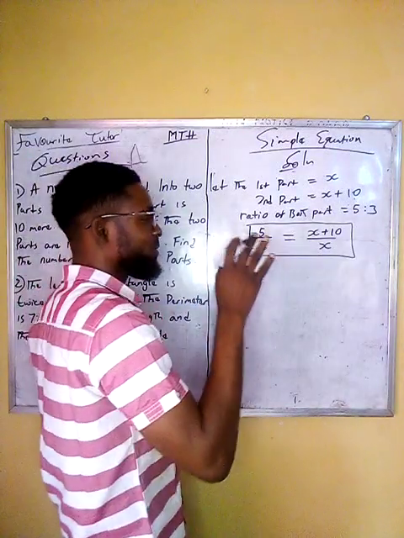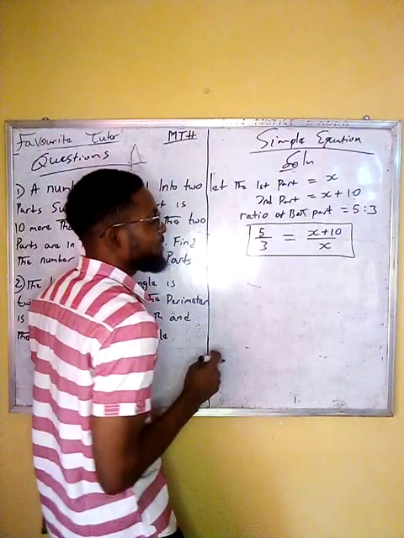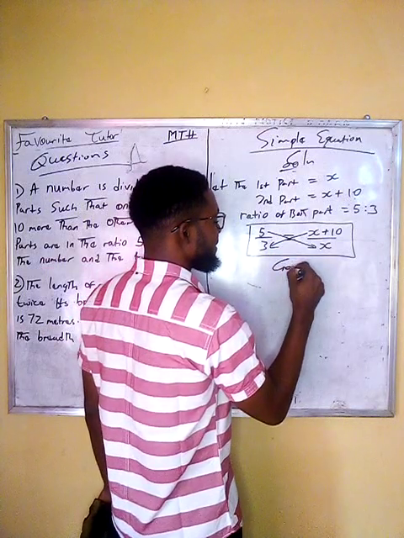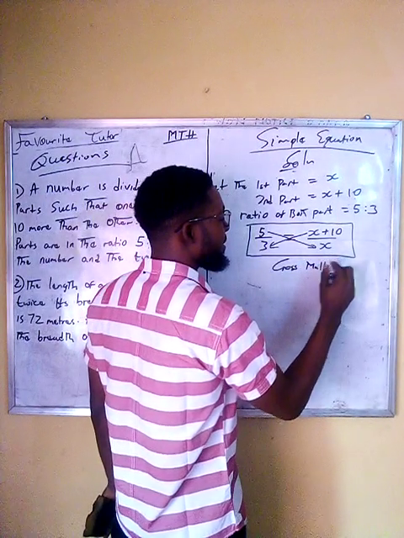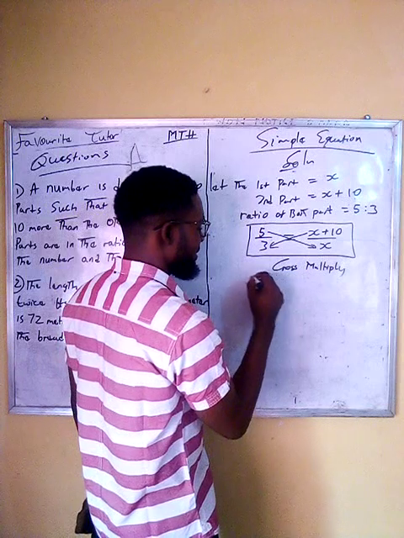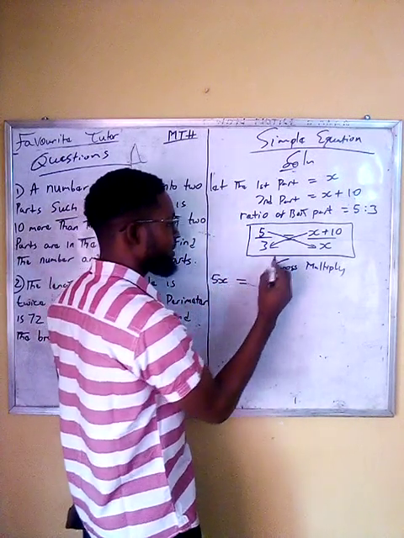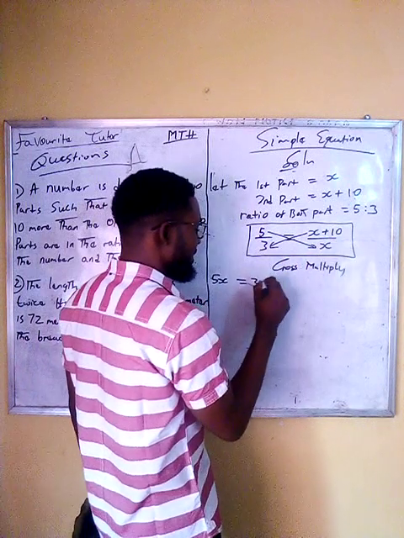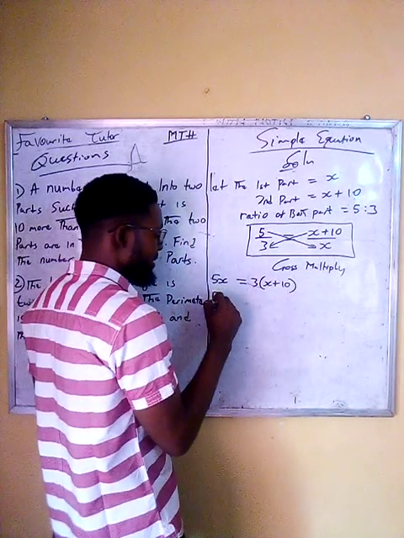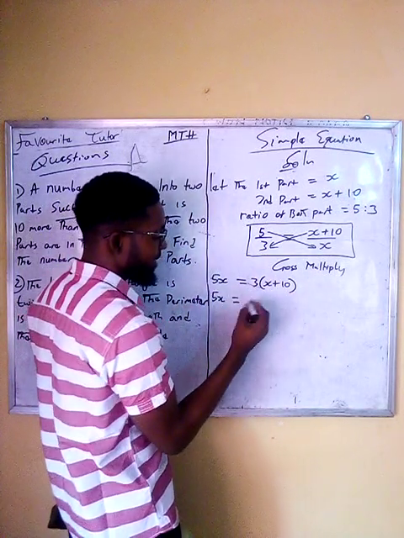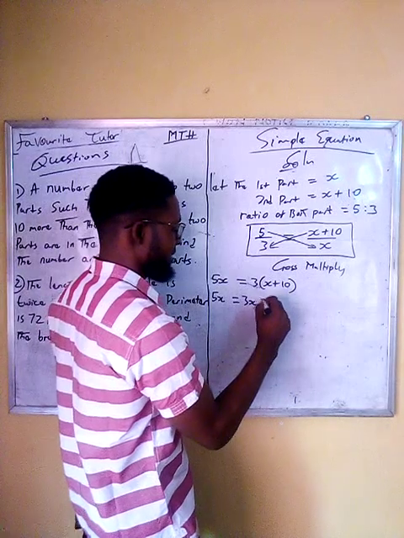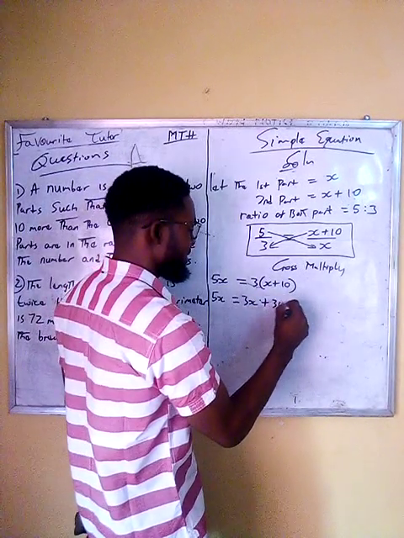Alright, now that we have the equation, we now solve. For us to start solving, we have to cross multiply. Cross multiply. 5 times x is 5x equals 3 times x plus 10. 3 bracket x plus 10. So this is 5x equals 3 times x is 3x, and 3 times 10 is 30. So this is plus 30.